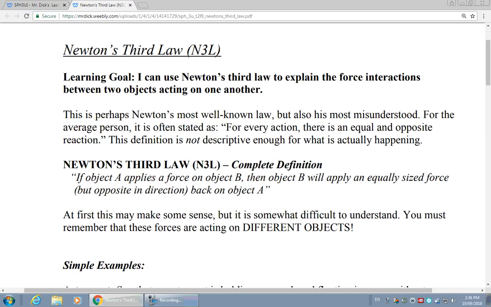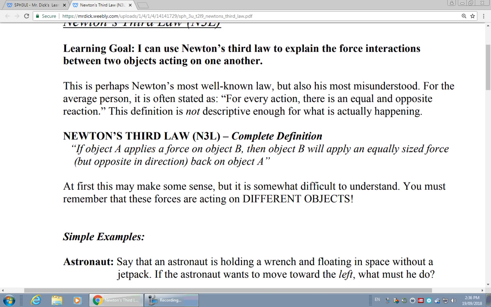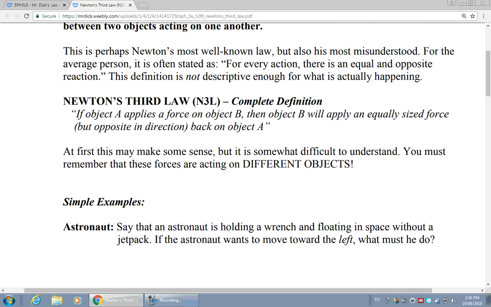So Newton's third law in its complete form says that if object A applies a force onto object B, then that second object, object B, will apply an equally sized force, but in the opposite direction, back on object A. So if you're following that definition, you might think it sounds very similar to the idea that for every action there's an equal and opposite reaction.